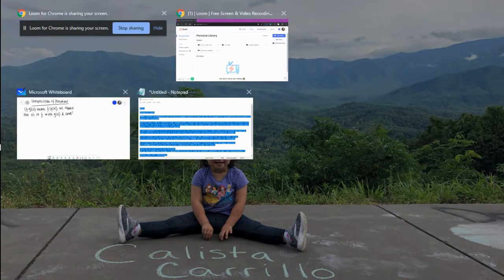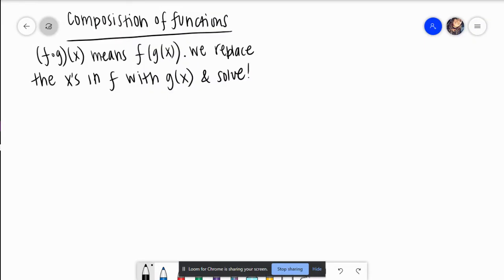Hey y'all, we are going to do a composite of functions example.